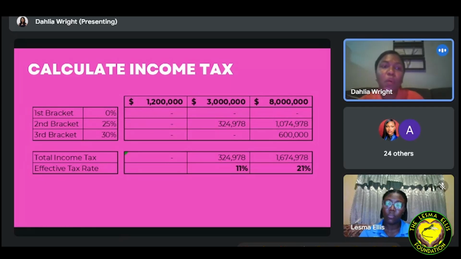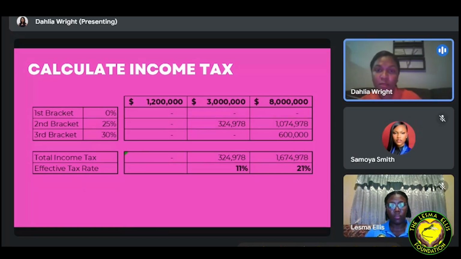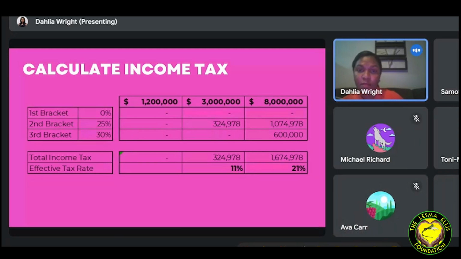All right. So the first bracket is a person who's making, and this of course is a yearly amount, a person who's making 1.2 million a year. For that, they will fall fully into the 0% bracket, because they fall under the 1.7 million dollar tax threshold, right? So what that means is that they pay zero income tax at all.